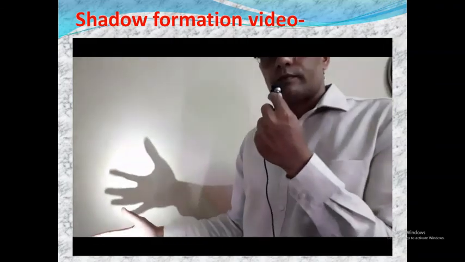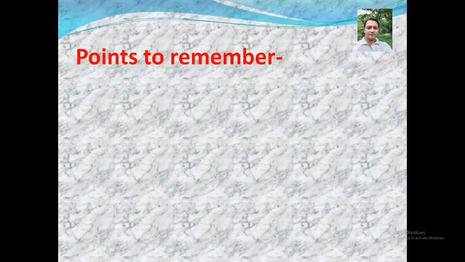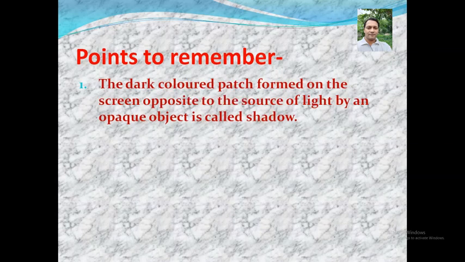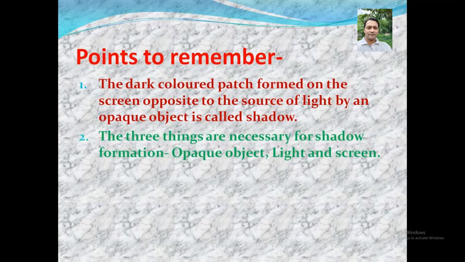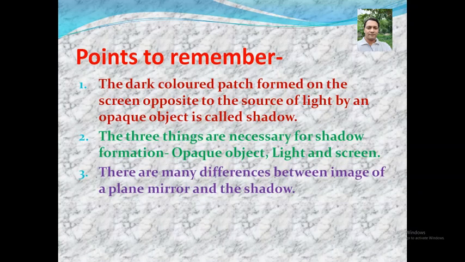So you have just seen how shadow is formed and what are its parts. Let us remember the important points. The dark colored patch formed on the screen opposite to the source of light by an opaque object is called shadow. The three things necessary for shadow formation are opaque object, light and screen. There are many differences between image of a plane mirror and the shadow.